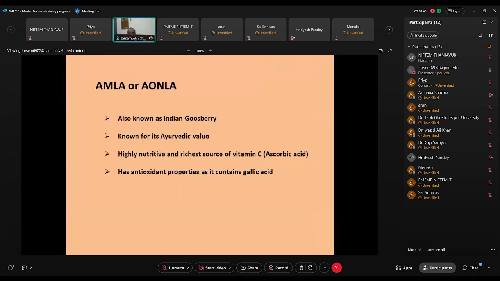Then another important crop is amla, which we call Indian gooseberry also. It's also having a good Ayurvedic value, highly nutritive and the richest source of vitamin C or ascorbic acid. Very high quantity of vitamin C is found in this fruit. It has antioxidant properties as it contains gallic acid.